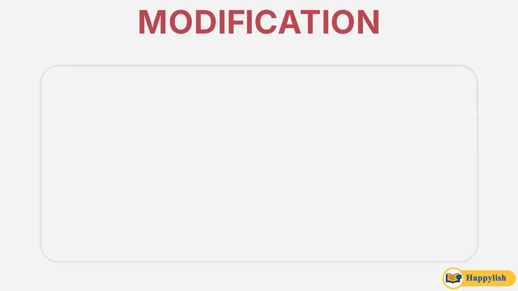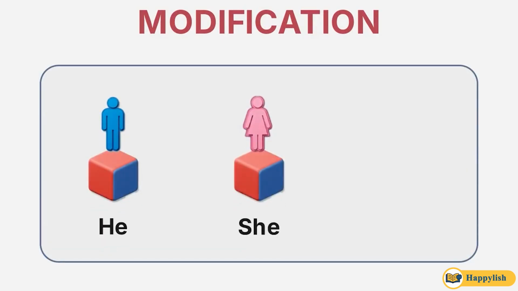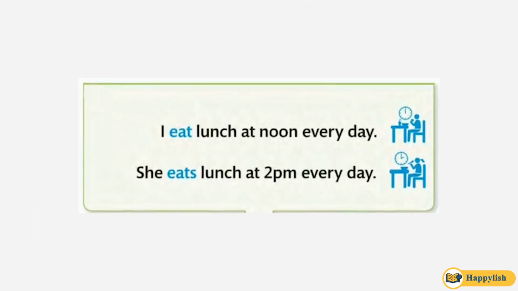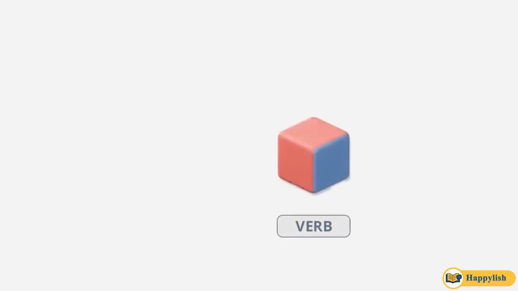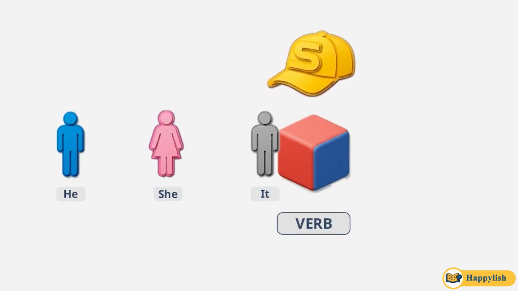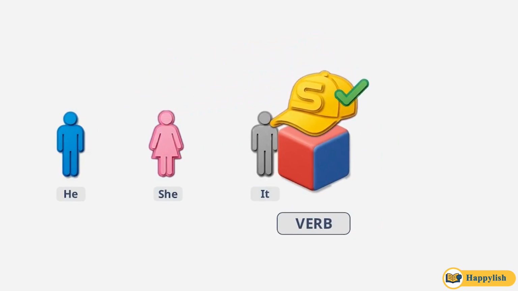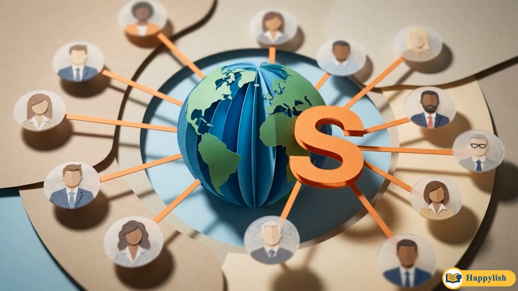It happens when we talk about a third person, specifically he, she, or it. Comparing the boxes in this image, we see the action word must always receive an S at the end. I eat becomes she eats. Looking at the puzzle pieces below, he, she, or it interlocks directly with the modified verb eats. Think of this S as a mandatory hat that these third-person subjects must wear whenever they perform an action. Remember to add that S for he, she, and it, and you can successfully describe the habits of anyone in the world.